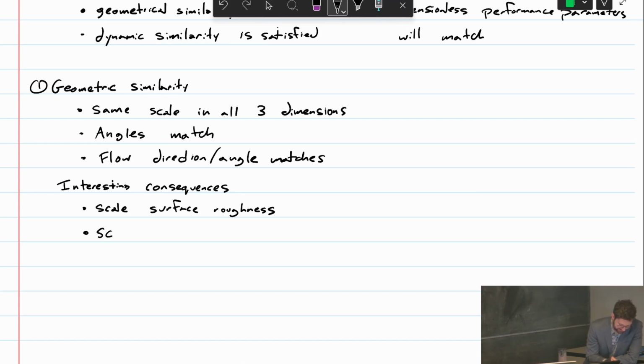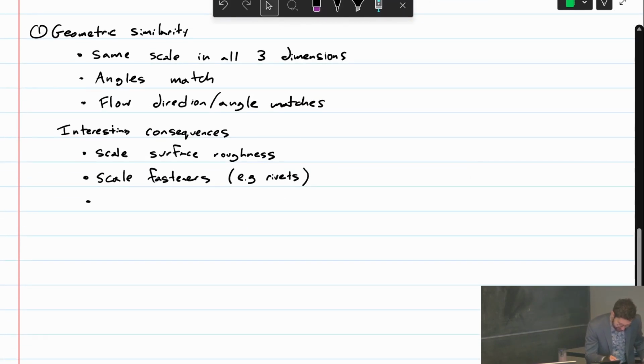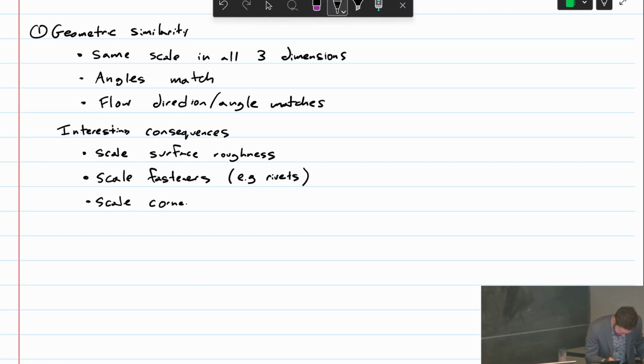You have to scale any fasteners. So for example, rivets. The rivets on an airplane skin are already quite small. If you're testing a scale model to get full geometric similarity, you have to have scale model rivets in your test. And you also have to scale corner radii. It's kind of a manufacturing thing. If you have some sort of edge with a certain radius, you have to scale that down as well. So this can be manufacturing challenges for scale models.